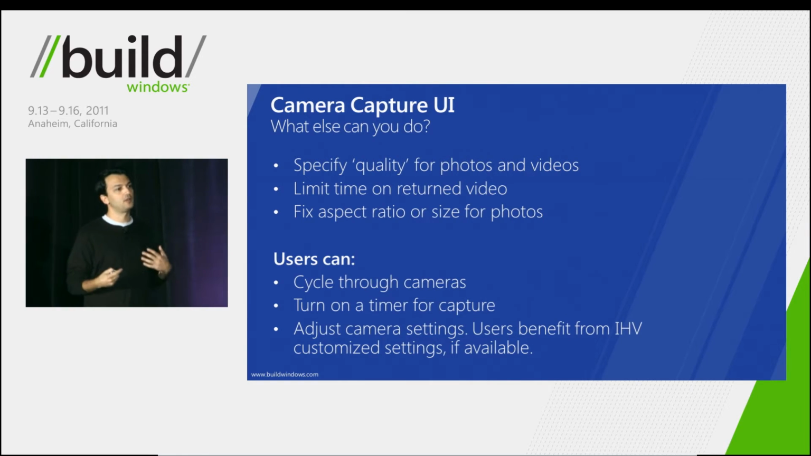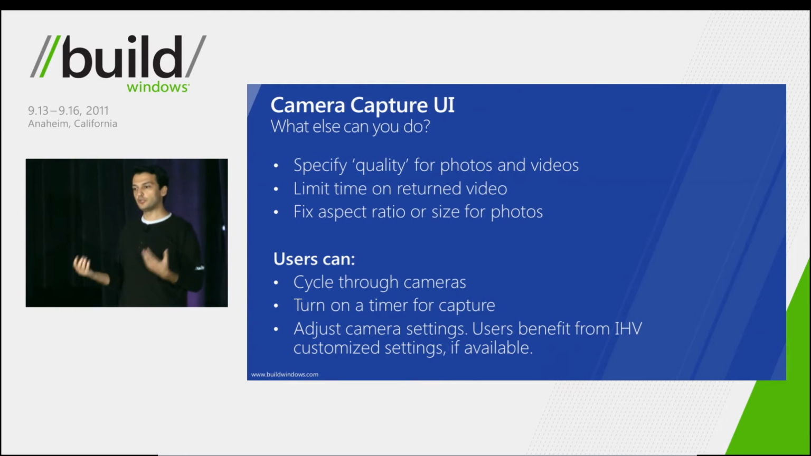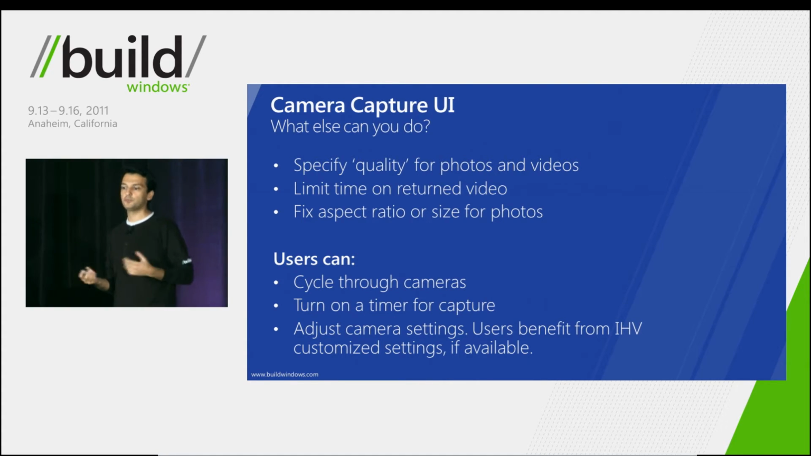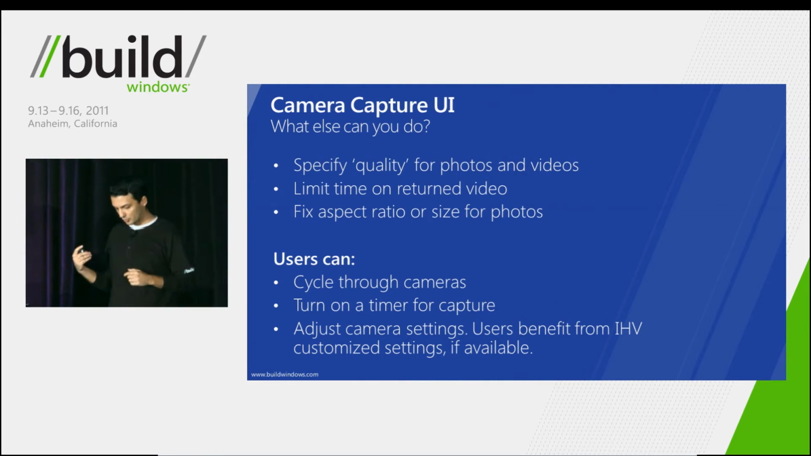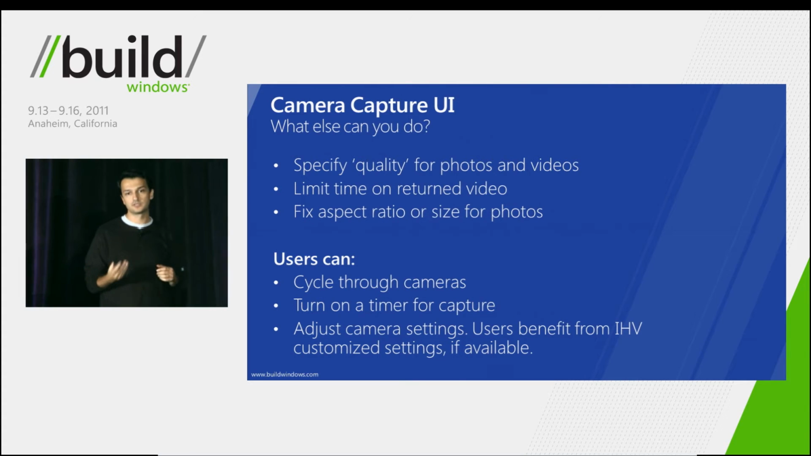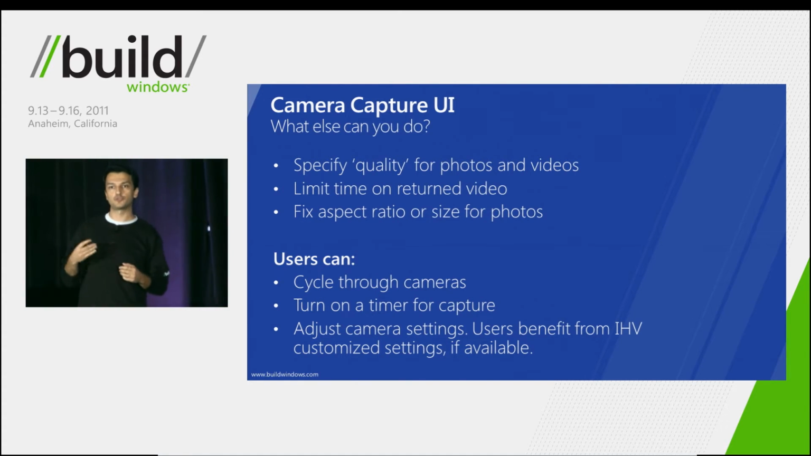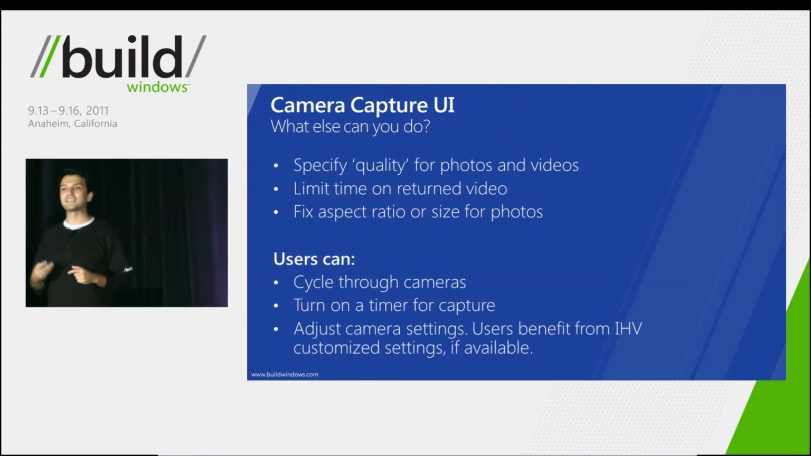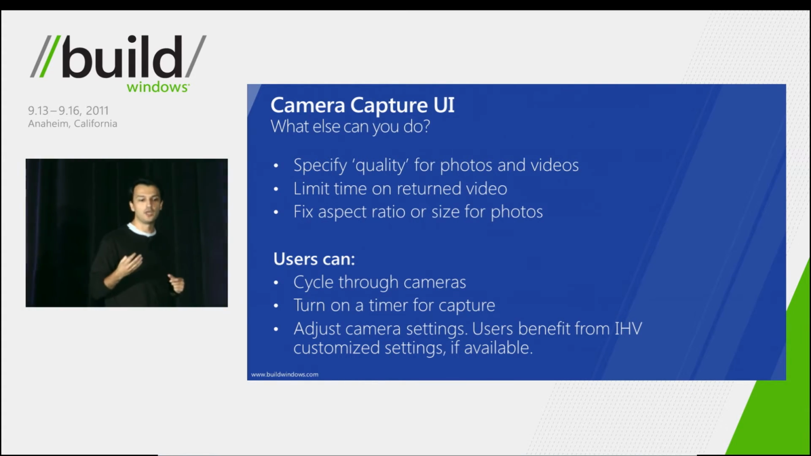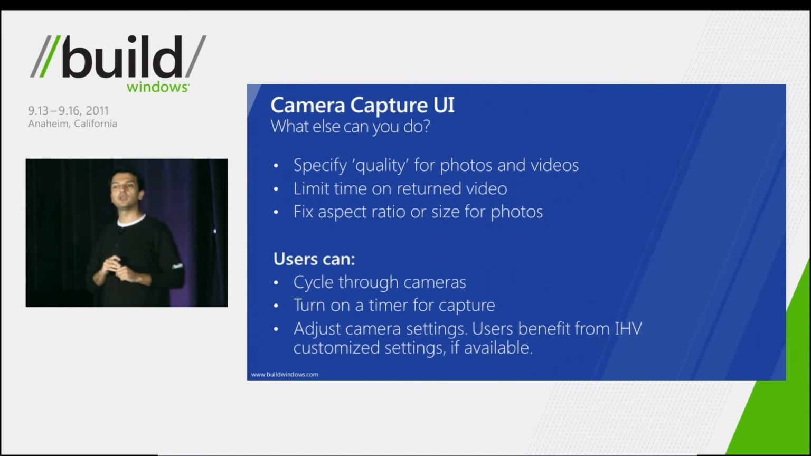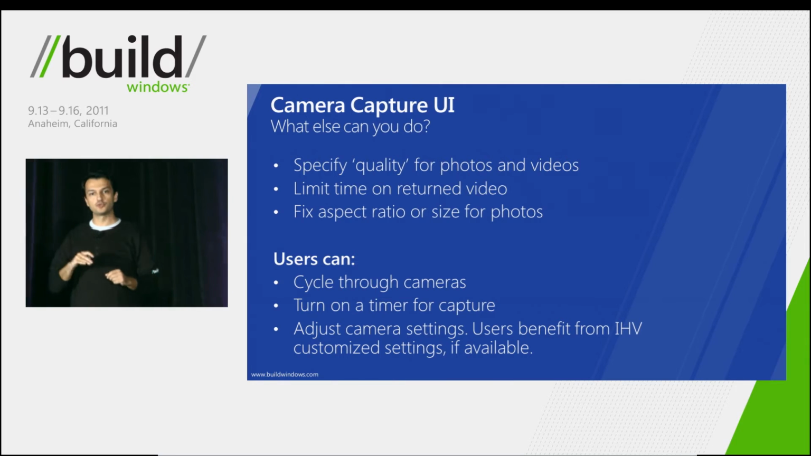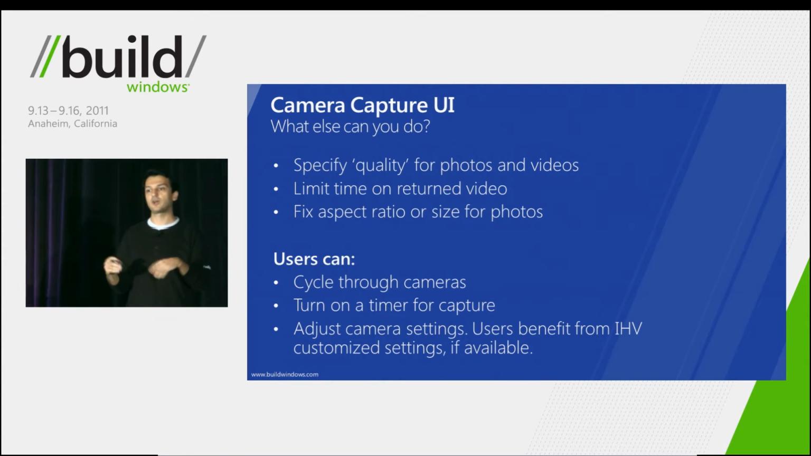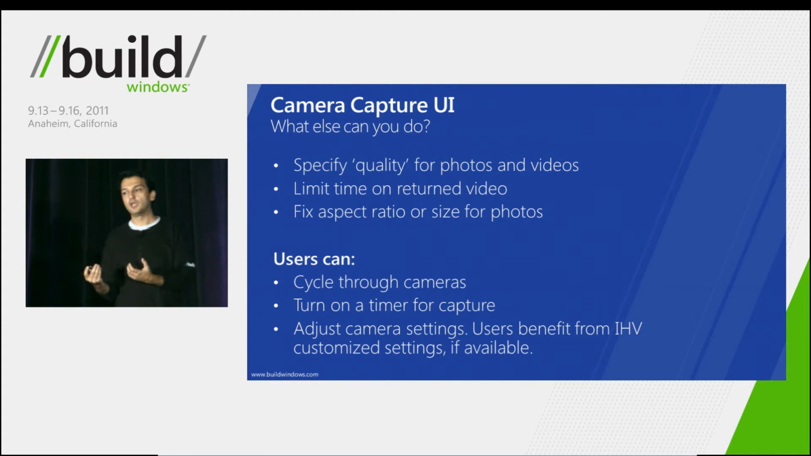There are a couple of things that users will get for free through the UX that, as a developer, you wouldn't have to do anything about because it's part of the UX. For example, we also saw this earlier. Users can cycle through all the cameras in the system. There could be a front camera, back camera, and attached camera, and choose the right one that they'd like to use. They can also turn on a timer. They can also adjust the camera settings, so they can change the brightness, contrast, default settings that are available to all cameras through our UI. Now, one interesting thing here is that if the IHV of that camera had chosen to do so, there could be a customized experience, customized settings for those cameras too. In which case, again, as a developer, you wouldn't have to do anything, and it will be available through the UI.